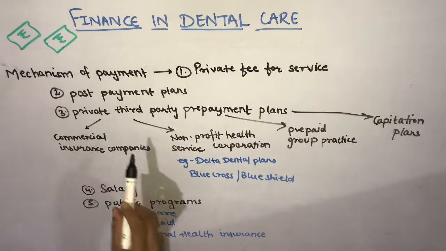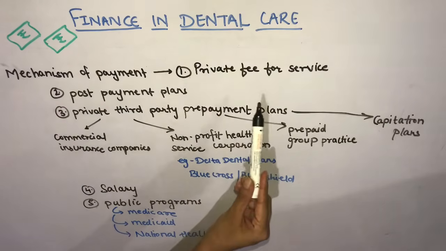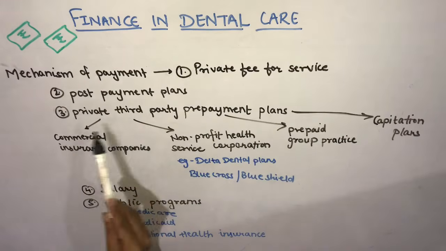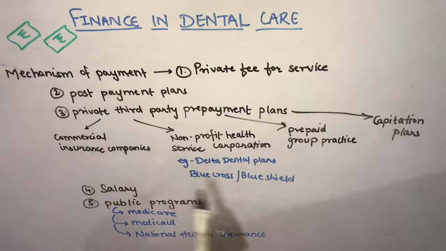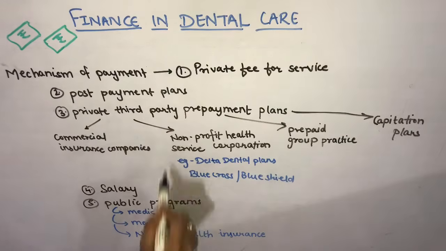The various mechanisms of payment are, first, private fee for service, then post payment plans, then private third party prepayment plans. In this you'll find all these things. The next is salary, then the public programs. In public programs you have Medicare, Medicaid and National Health Insurance. So basically I'm going to explain all this now.